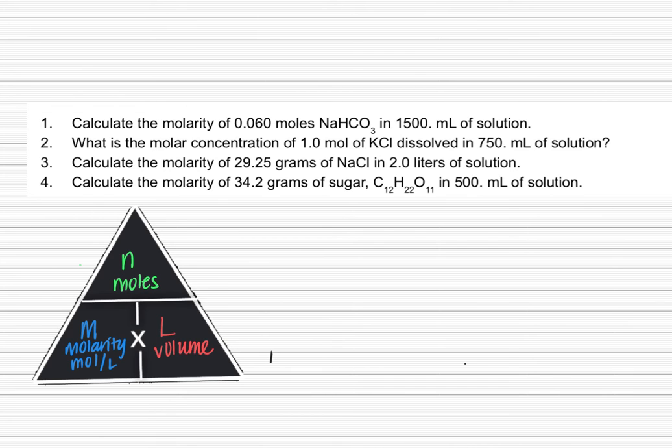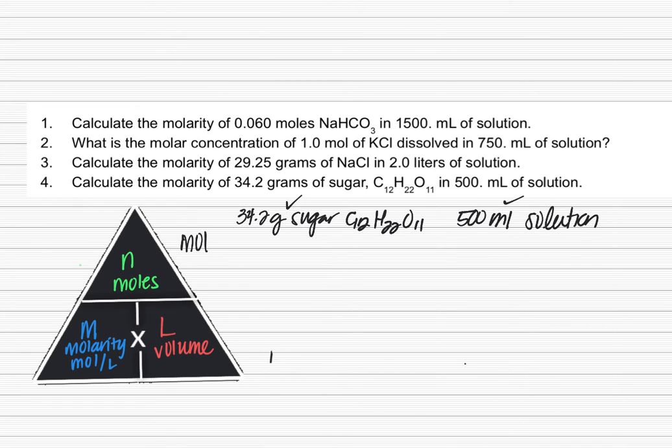Okay, so number 4 is calculate the molarity of 34.2 grams of sugar, C12H22O11, in 500 milliliters of solution. So we were given grams and milliliters, so we're going to have to change both of those in order to divide moles by liter, which is our formula for molarity. So if we were to change 500 milliliters to liters, we're going to divide by 1,000 or move our decimal place 3 to the left, and we would have 0.5 liters.